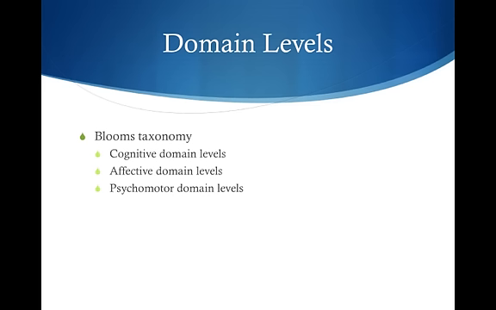Domain levels, and this covers a little bit of Bloom's taxonomy. This is also a general overview of this. Each domain is structured into two levels, kind of a formal and an informal system. So whenever we look at each one of these domains, the cognitive, the affective, and the psychomotor domains, each one of them has different levels of achievement.